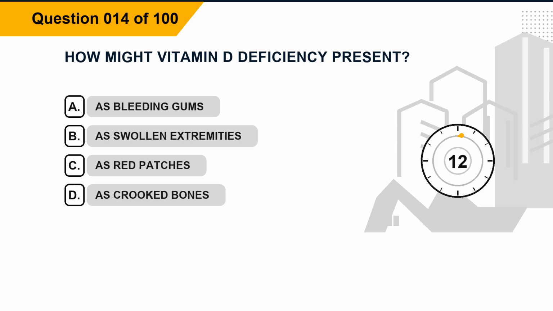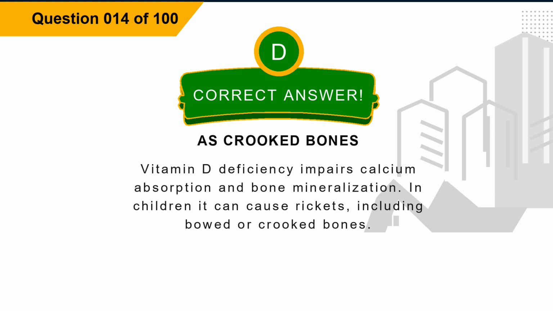Question 14. How might vitamin D deficiency present? Option A, as bleeding gums. Option B, as swollen extremities. Option C, as red patches. Option D, as crooked bones. The correct answer is option D, as crooked bones.